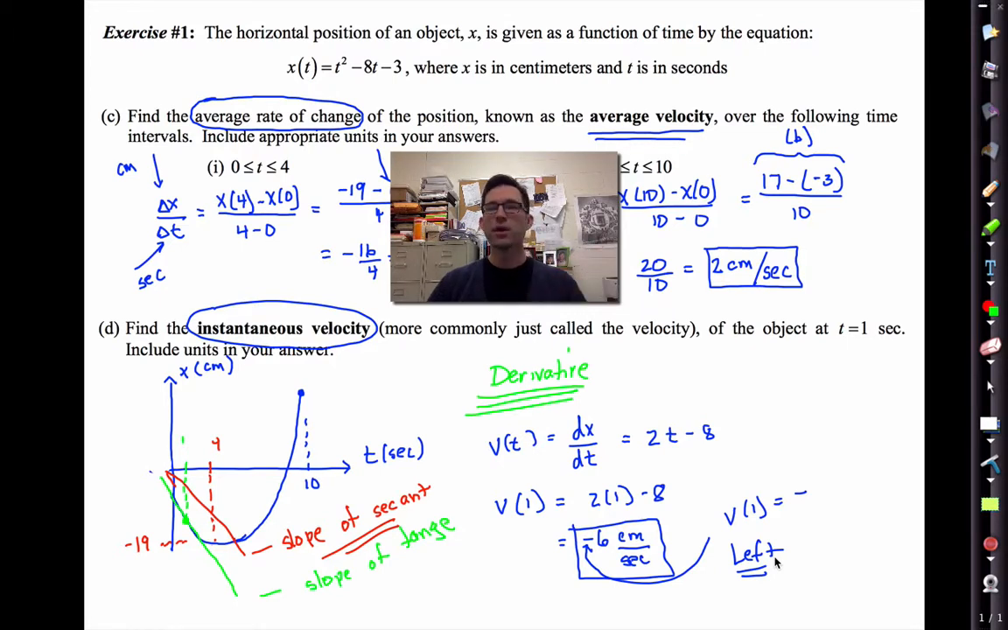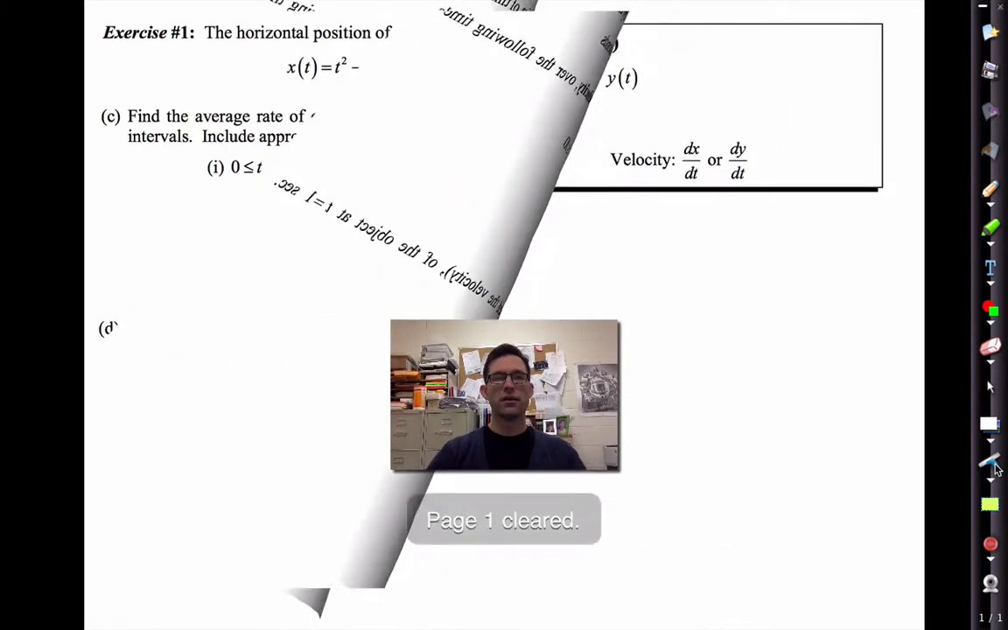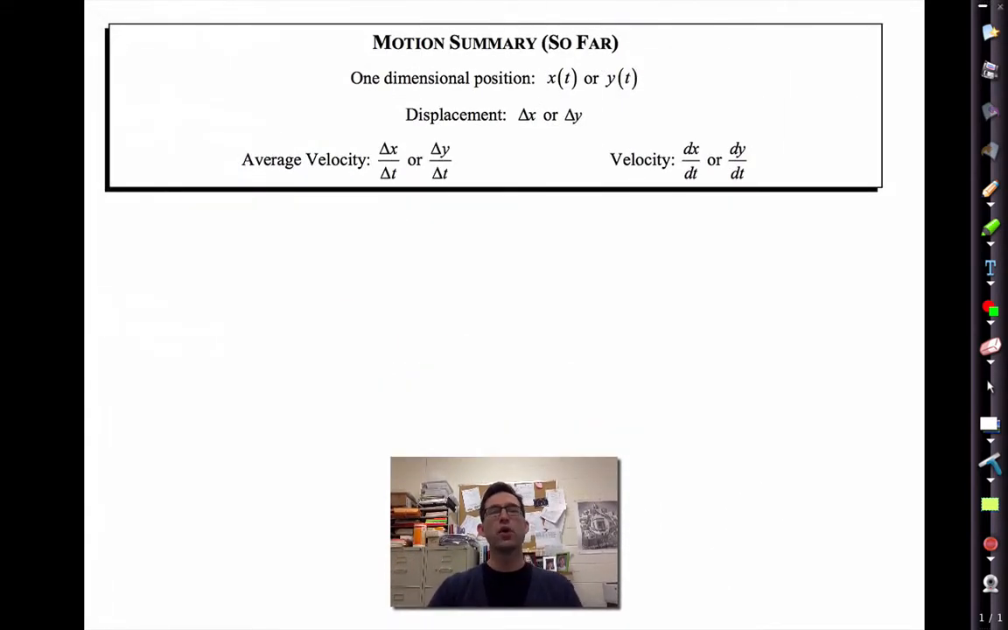All right, so take a look at everything. Pause the video if you need to, because I'm going to scrub the text. Okay, here it goes. All right, so our motion summary so far. Okay, eye on the ball. We're going to keep track of just the x-coordinate or just the y-coordinate of an object. That's it, just x, just y.